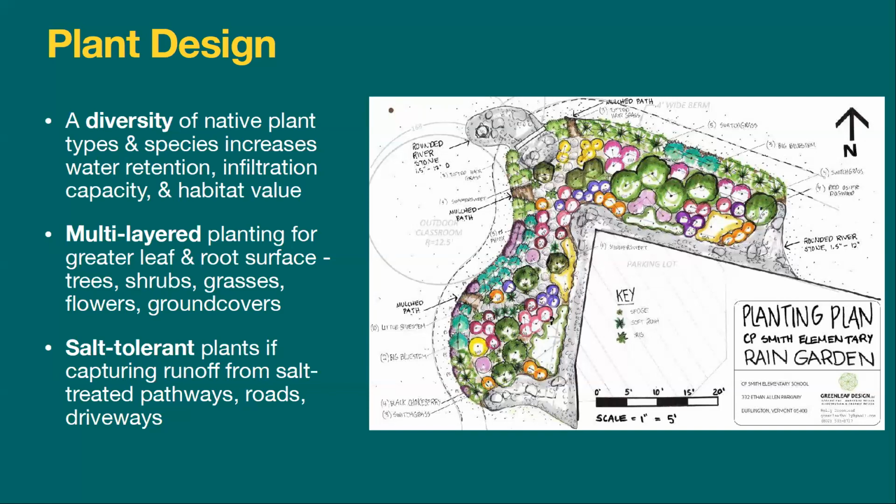Multi-layered, having both. I encourage trees, shrubs, grasses, flowers, ground covers, having all those layers present. The more variety above ground, the more root diversity you'll have below ground, which leads to more water getting soaked up and water retention capacity. And then salt tolerant plants, especially if they're in a place where there's salt being applied in the winter.